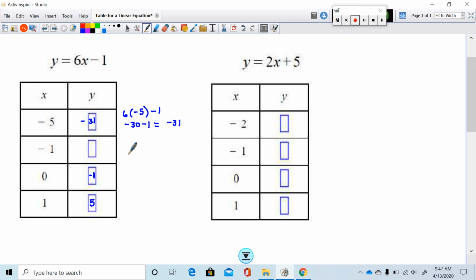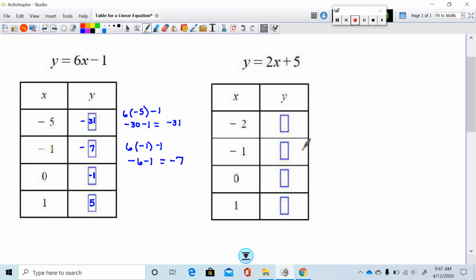And then this -1, again, you plug the number in for x. So 6 times -1 is -6 minus 1. You have a -6 and then another -1. You have a total of 7 negatives. Okay, so that table is complete.